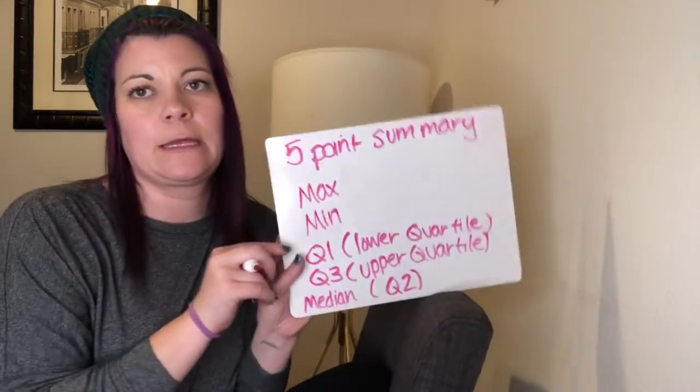Okay, in this lesson, we are going to talk about box and whisker plots. So before we even start talking about box and whisker plots, you need to know something called the 5-point summary. So the 5-point summary is this.